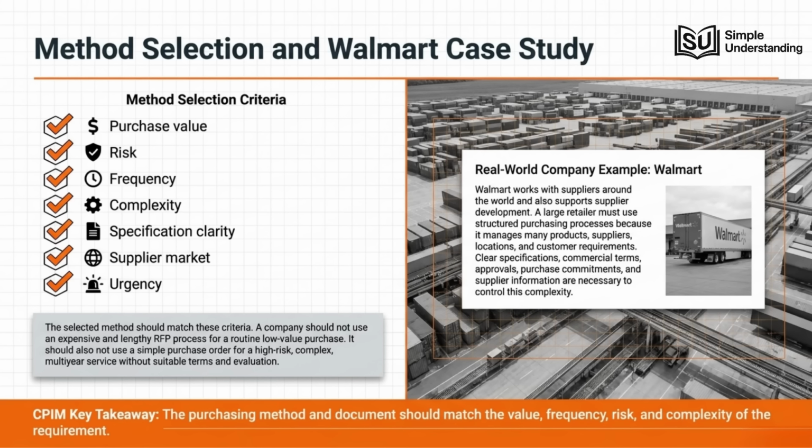Real-world company example. Walmart. Walmart works with suppliers around the world and also supports supplier development. A large retailer must use structured purchasing processes because it manages many products, suppliers, locations, and customer requirements. Clear specifications, commercial terms, approvals, purchase commitments, and supplier information are necessary to control this complexity. CPIM Key Takeaway. The purchasing method and document should match the value, frequency, risk, and complexity of the requirement.